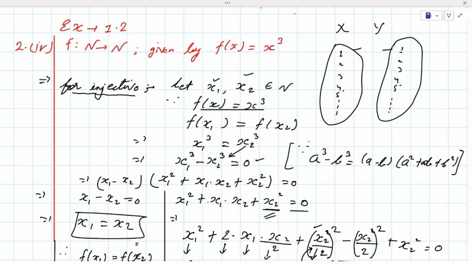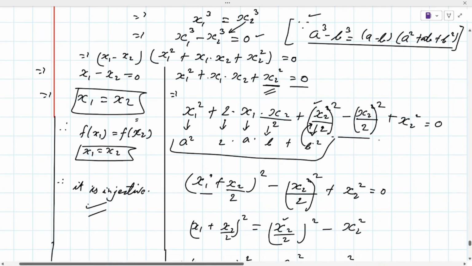So it becomes in the form of a cube minus b cube. I applied this formula. When we apply this formula we get x1 minus x2 multiplied by x1 square plus x1 into x2 plus x2 square, right? This part we will solve on one side and this part we will solve on the other side.